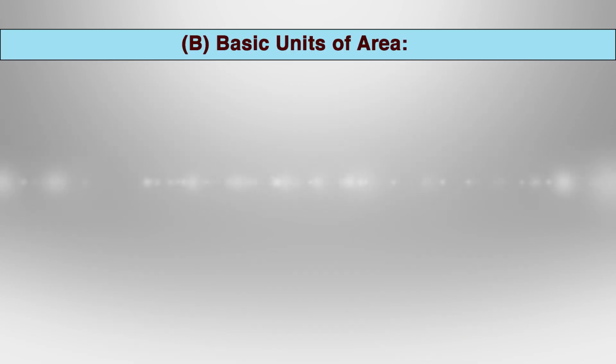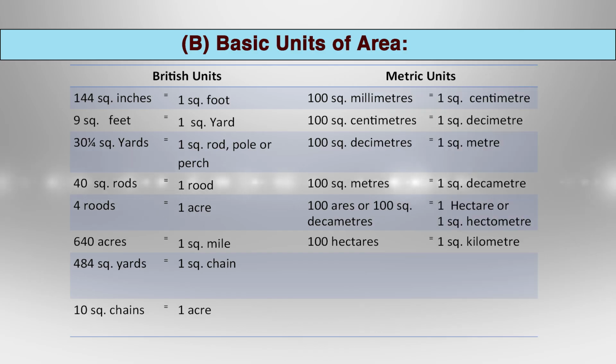Now we will discuss basic units of area. The units of measurement of area are square meters, square decimeter, hectare and square kilometer. I think you can see this table. This table gives units of the area both in metric as well as British system.